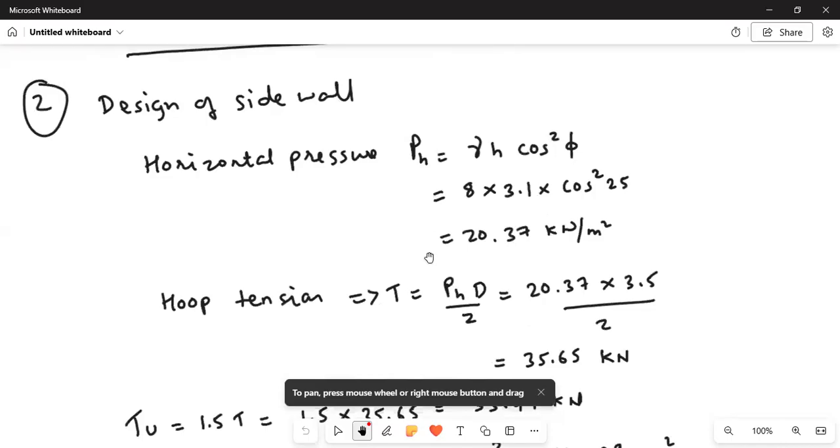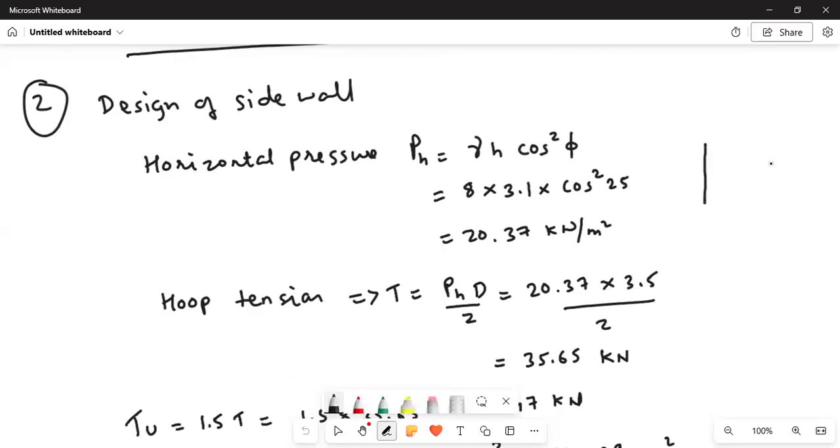The side wall has to be designed for the lateral pressure. This is the formula of lateral pressure, Ph equal to gamma into H cos phi. H we have to take of the cylindrical portion. This is how your hopper bottom is. You have surcharge like this. Then you have, sorry, this is your bunker. This H you need to take, the height of the cylindrical portion, in this formula. And we have calculated that, it is 3.1.